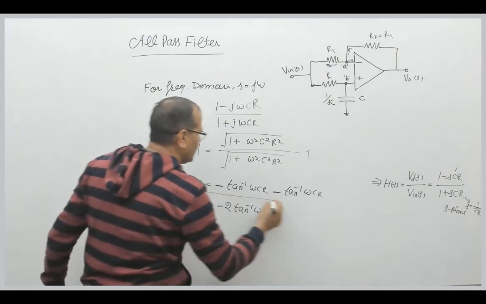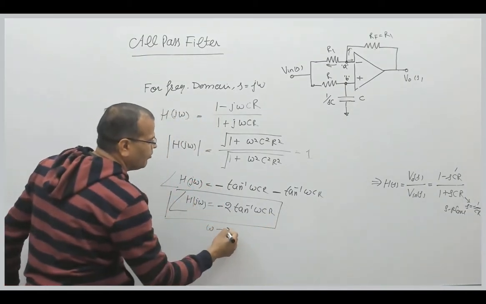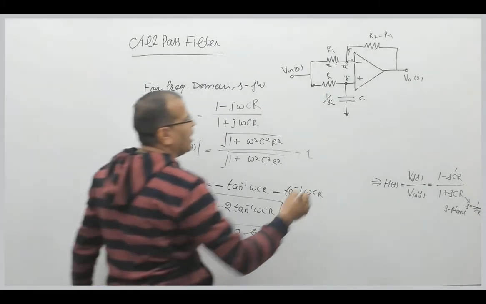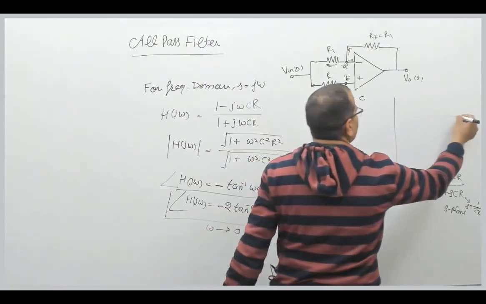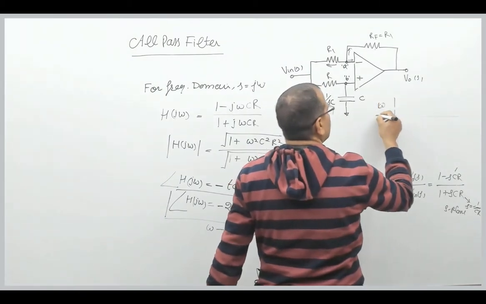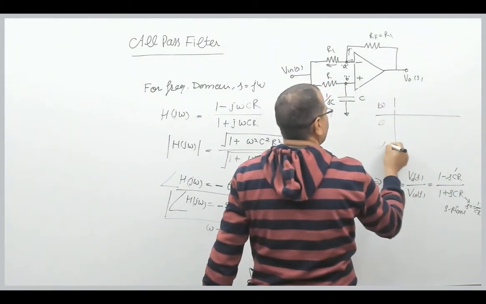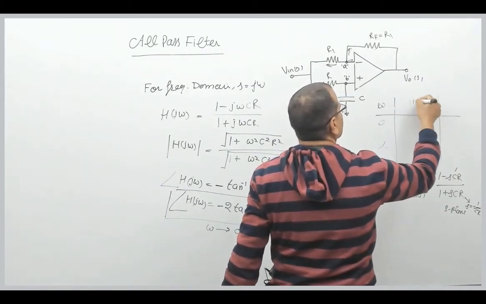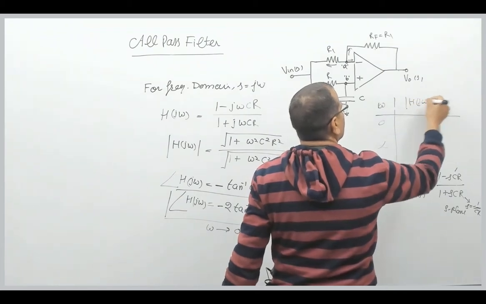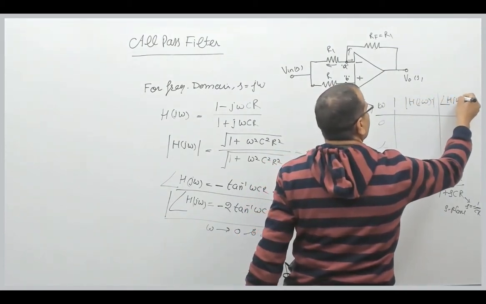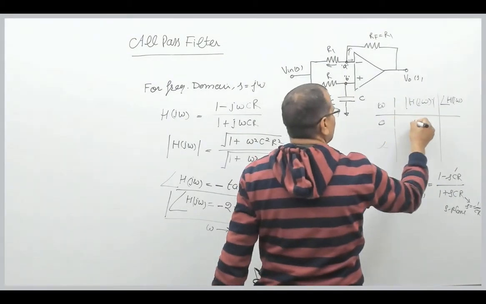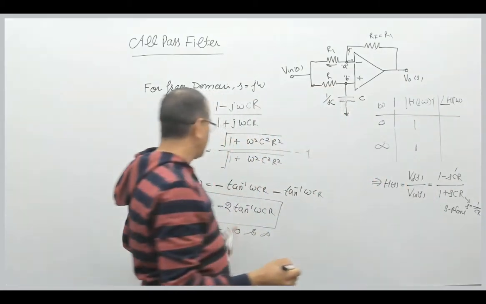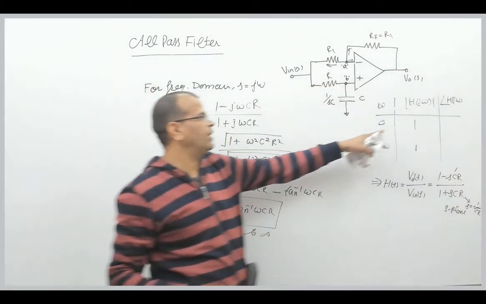Now the frequency is normally varied from 0 to infinity. So when frequency is varied from 0 to infinity, what will be happening to the magnitude and phase angle? The magnitude at omega equal to 0 is 1, and the magnitude at omega equal to infinity is 1. The magnitude is independent of frequency, so that is why it is 1.